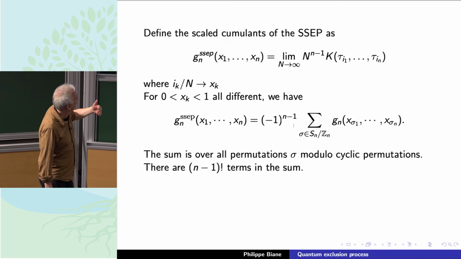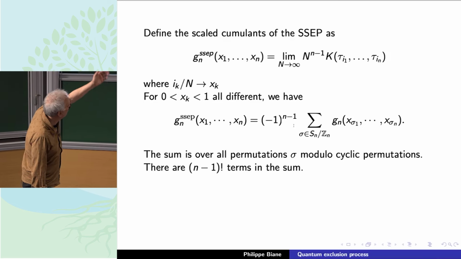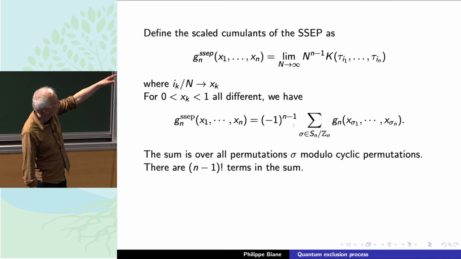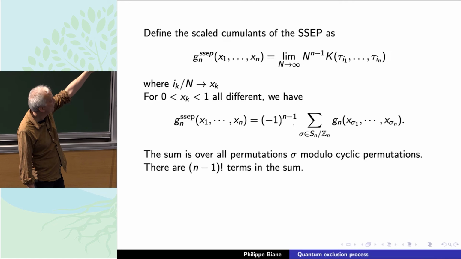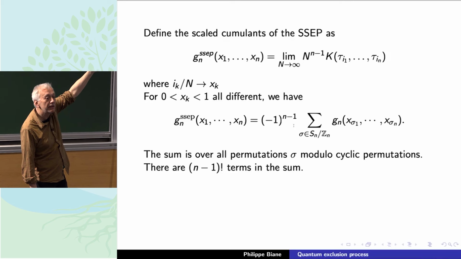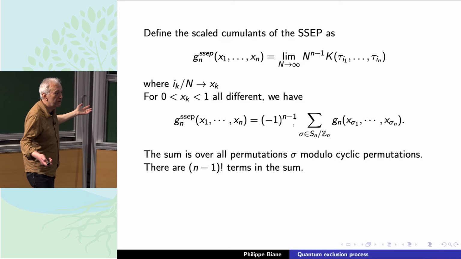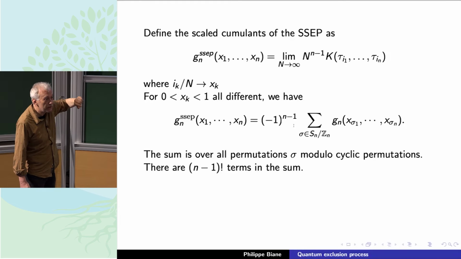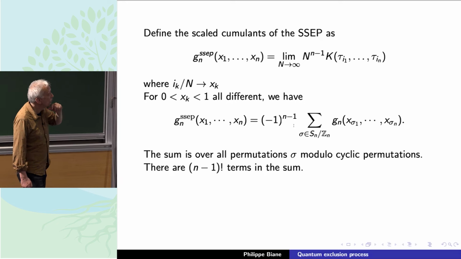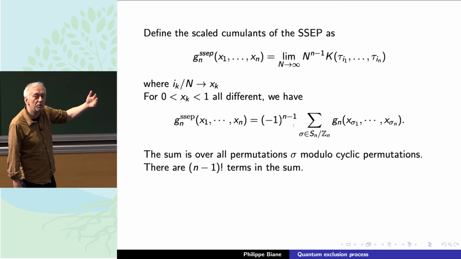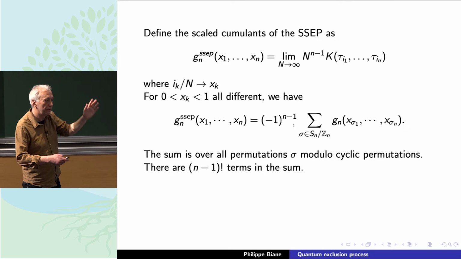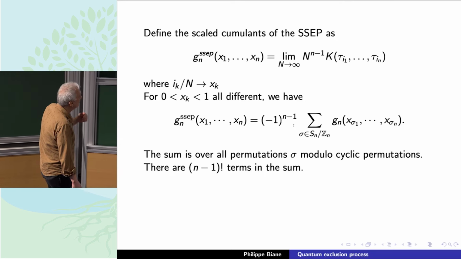If we look at x1, x2, xk, all different, then we have a combinatorial formula which expresses this. On the left we have the cumulants which are above. Of course these cumulants are symmetric in the x's because they are just cumulants of a family of commutative random variables, the tau I. On the right we have the Gn which are not symmetric. As I showed you, the Gn take different values on different sectors in the interval.